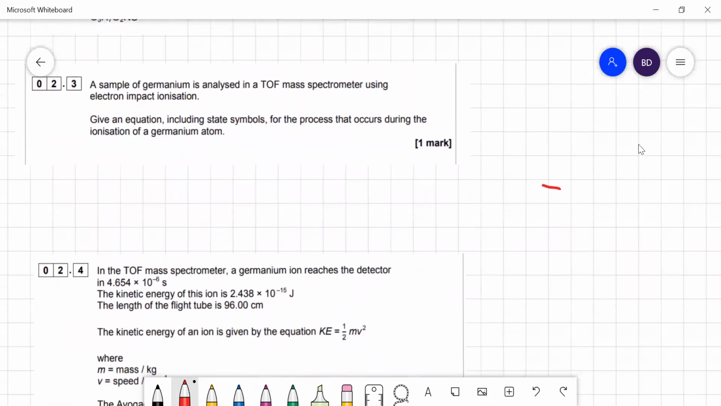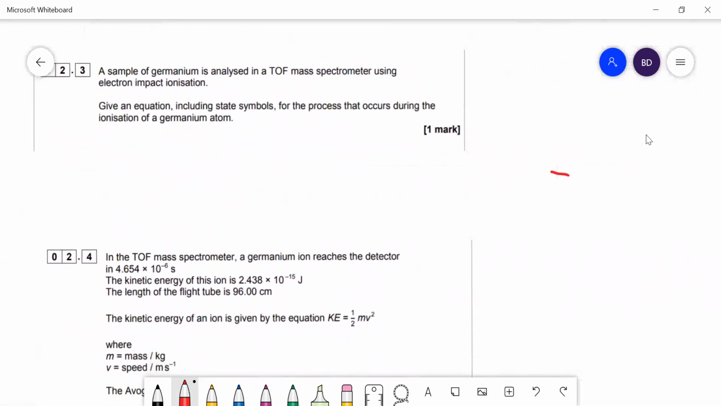2.3, a sample of germanium, so this is an element now, is analyzed using electron impact ionization, which is different. So what happens then is, it's asking for the equation there. So we've got a germanium atom, and it's going to be in the gaseous state. An electron is going to impact with it, and it's going to knock an electron out, forming a 1+ ion, and we'll have an electron there. Everything's got to be in the gaseous state, so that's why it's talking about the state symbols there.